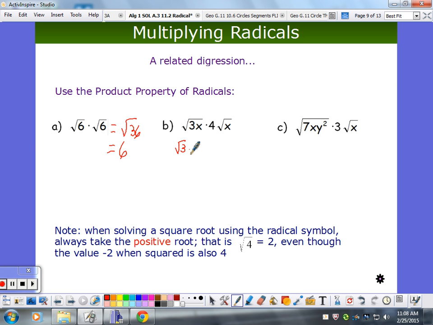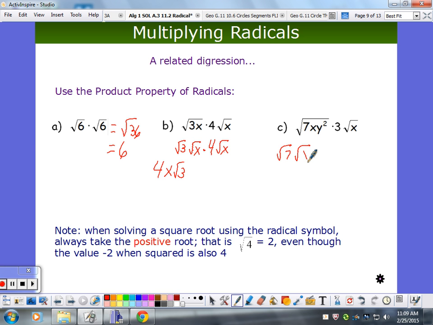So let's look at this, and I'm going to break this one apart. That's the square root of 3 times the square root of x times 4 times the square root of x. When you see something like this, I'm going to put the 4 out in front. You always put the number in front of the radicals. I see that square root of 3. What's the square root of x times the square root of x? X.